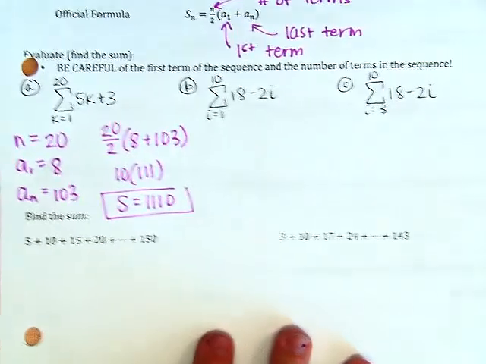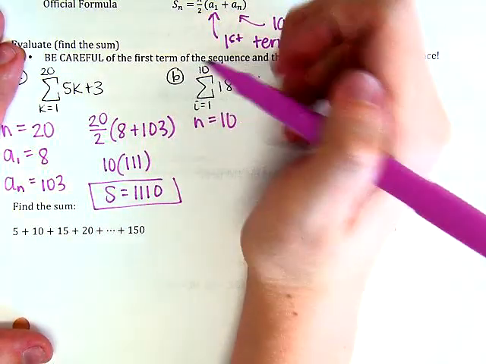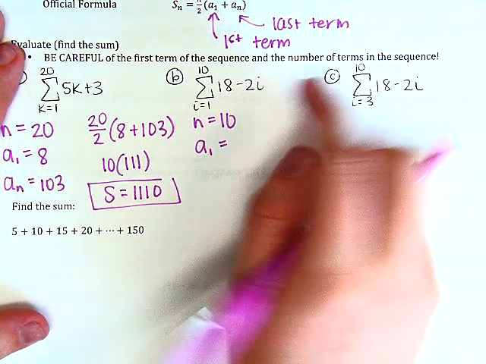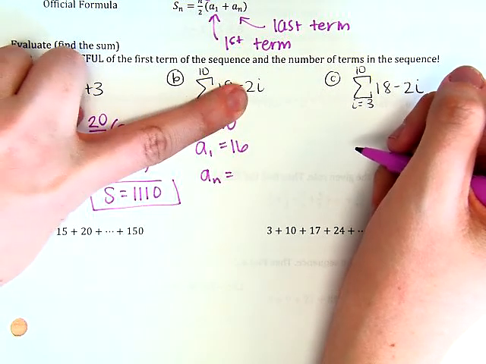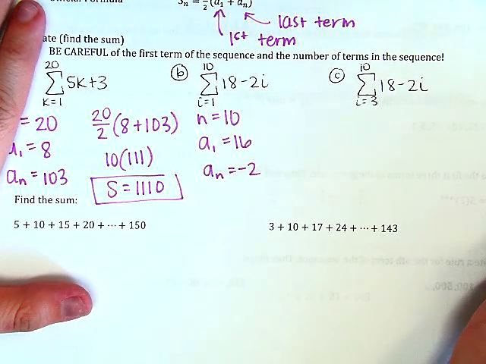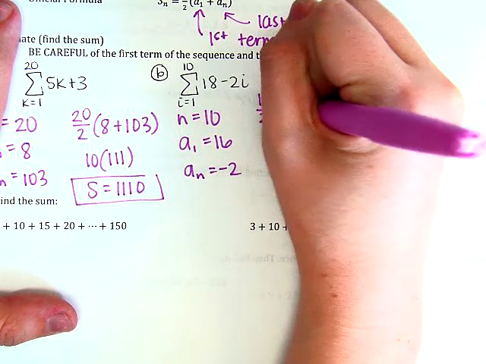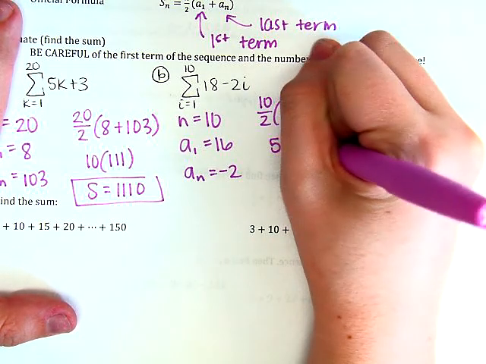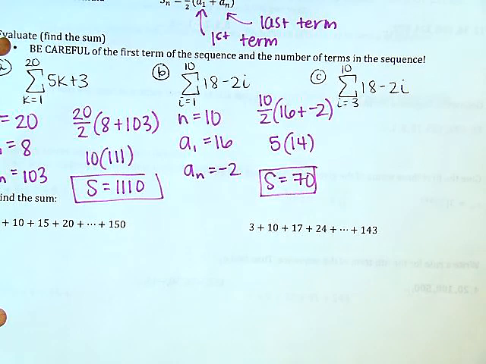Let's do another one. Here, how many terms am I adding up? I'm adding up 10. I'm going from 1 to 10. My first term, if I plug in 1, 18 minus 2 gives me 16. My last term, if I plug in 10, 18 minus 20 is negative 2. So then I go to my formula: 10 divided by 2, my first term plus my last term. So 5 times 14, and my sum is 70.